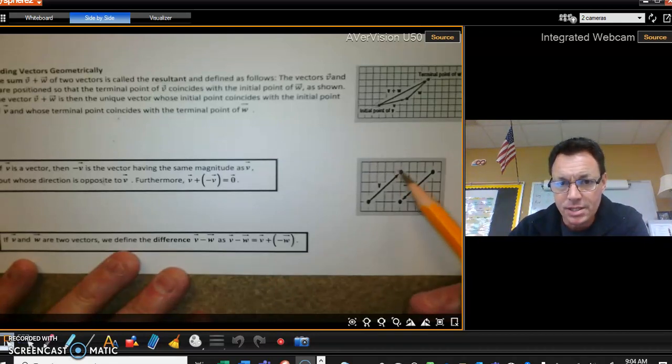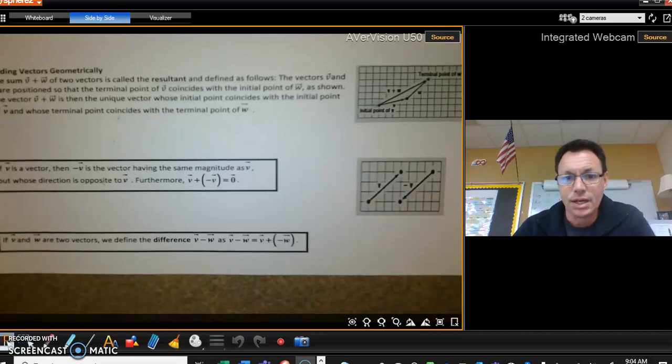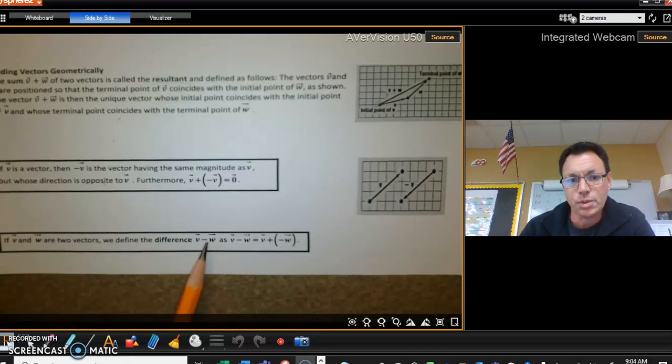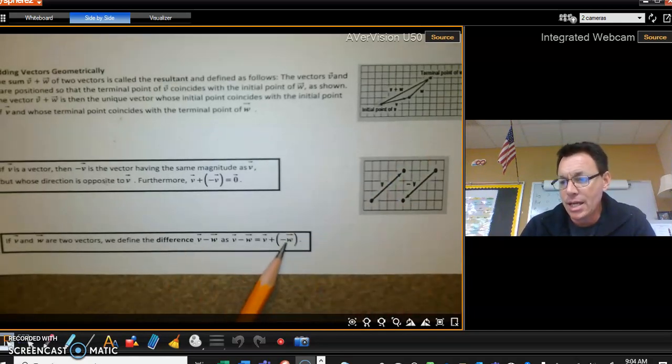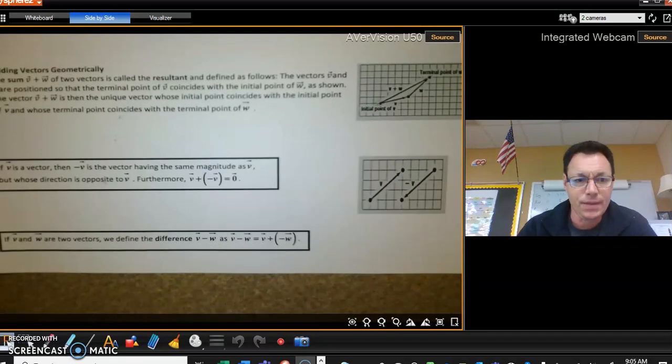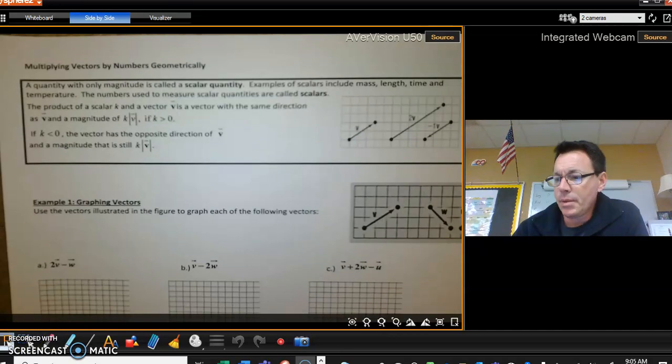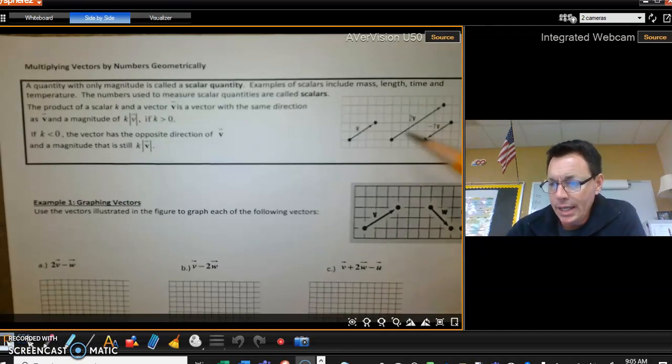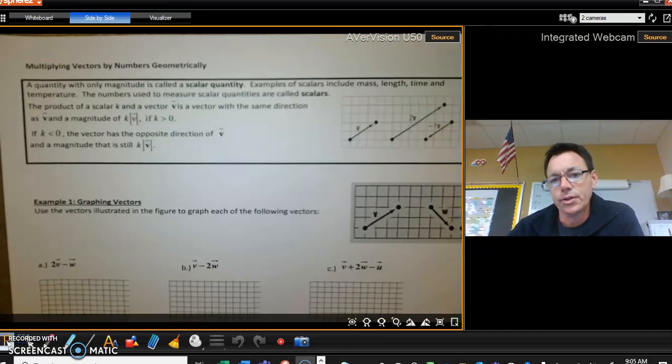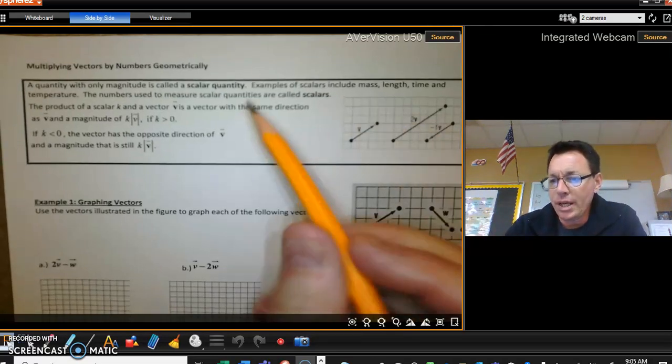So this is the positive vector. The negative vector just takes that arrow and moves it to this side. The reason we need to know that is because that's how we're going to subtract vectors. To subtract something geometrically, we're really going to add the opposite of that vector, and that's what subtraction will be. Now, the last thing we can talk about is multiplying a vector by what's called a scalar. So we're not taking a vector times a vector. We're going to take a vector and multiply it by a scalar.